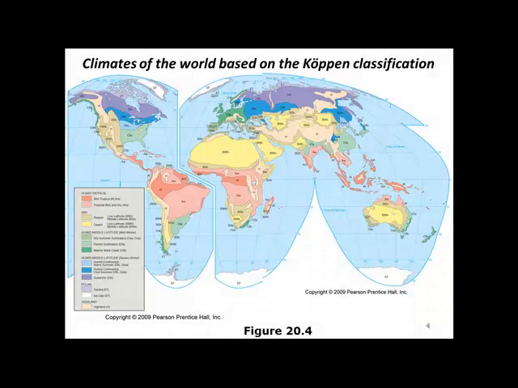This map shows the climates of the world based on the Köppen classification system. While it looks pretty complex, we're only going to be covering the 5 major divisions: humid tropical, dry, humid mid-latitude with mild winters, humid mid-latitude with severe winters, and polar climates. We'll also take a look at what highland climates actually are.